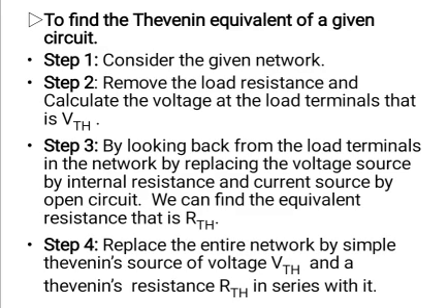To find the Thevenin equivalent of a given network, first consider the given network. Step 2, remove the load resistance and calculate the voltage at the load terminals, that is VTH. Step 3, by looking back from the load terminals in the network, by replacing the voltage source by its internal resistance and current source by open circuit, we can find the equivalent resistance, that is RTH.